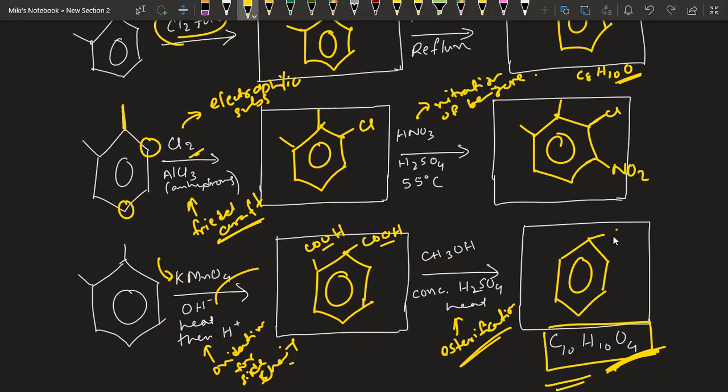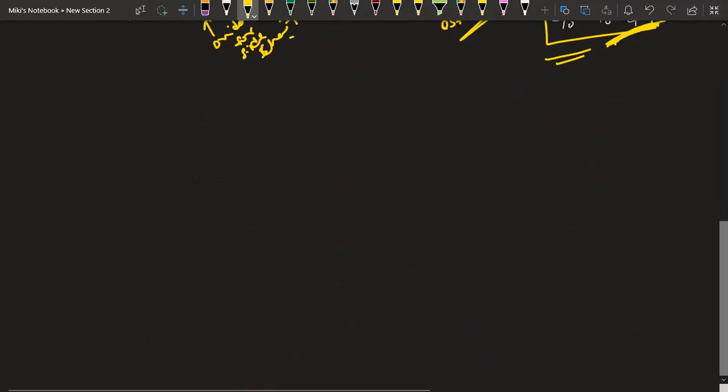carbons. So this should be C double bond O, and here we should have CH3, and here we have C double bond O, CH3. Okay, now let's count: 1, 2, 3, 4, 5, 6, 7, 8, 9, 10 carbons, 4 oxygens, and we have 1, 2, 3, 4, 5, 6, 7, 8, 9, 10 hydrogens. So we got our answer. Now let's go to the next example.